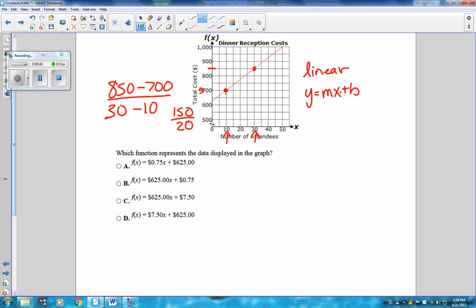So in your calculators, if you do 150 divided by 20, gives you 7.5. So in front of the x, I should have 7.5. So y equals 7.5x plus my y-intercept, which is a little under 650. So I would probably say about 625. So which one of these equations look like my equation I have written? The answer would be D.